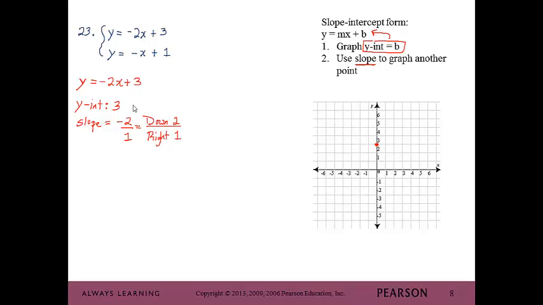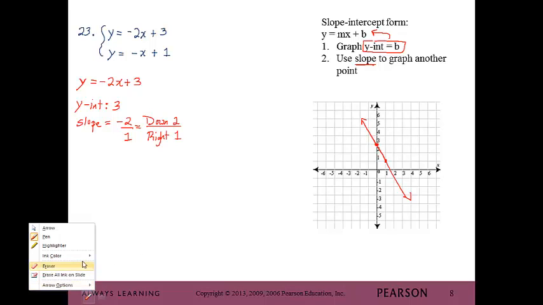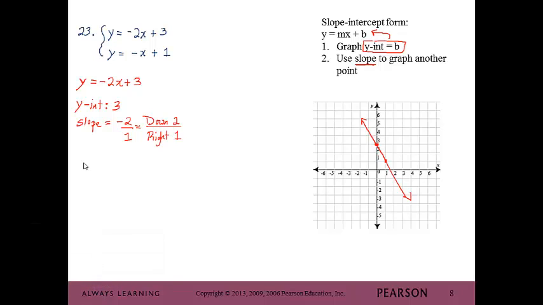So starting at the y-intercept, let's go down 2 and then right 1. So down 2, right 1, and then put a point. Now let's connect our points to make a line. Now let's graph the second equation. And we have y equals negative x plus 1.